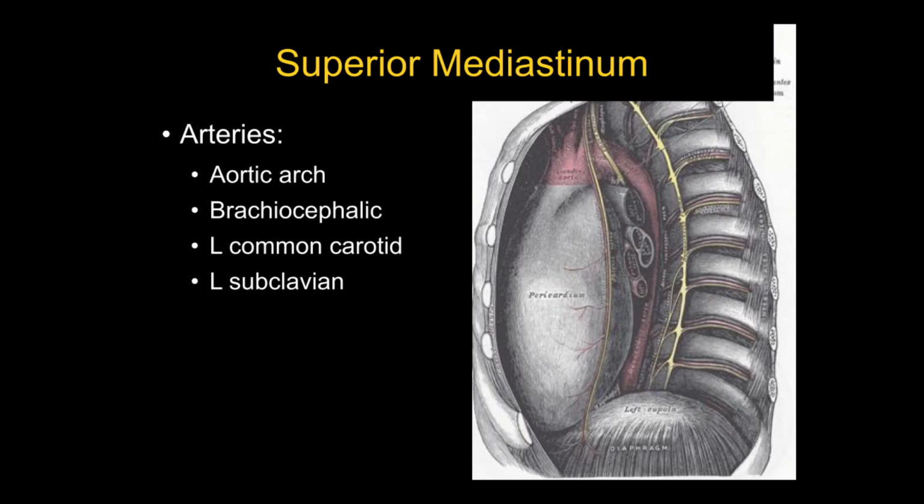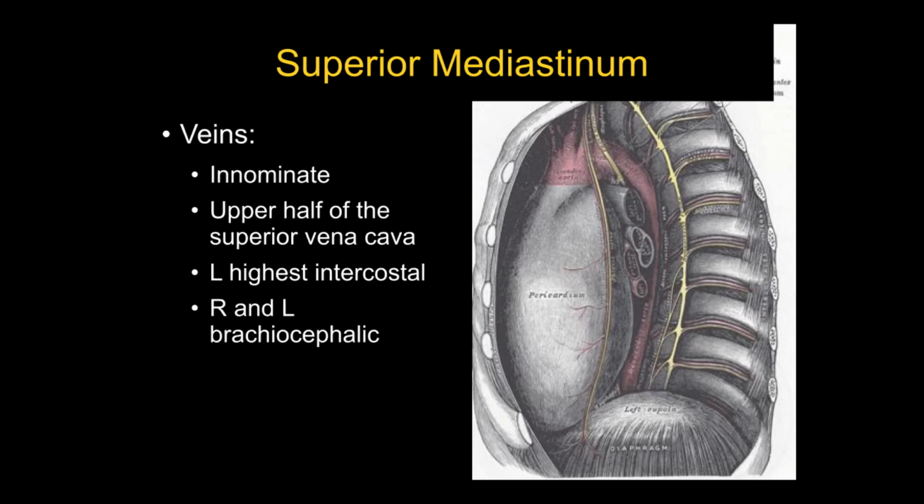As to the veins, the superior mediastinum contains the innominate veins, the upper half of the superior vena cava, which, as you will see later, drains the upper part of the body into the heart, the left highest intercostal vein, and the right and left brachiocephalic veins. So the venous system doesn't have a counterpart for the aorta, at least not in the adult human.